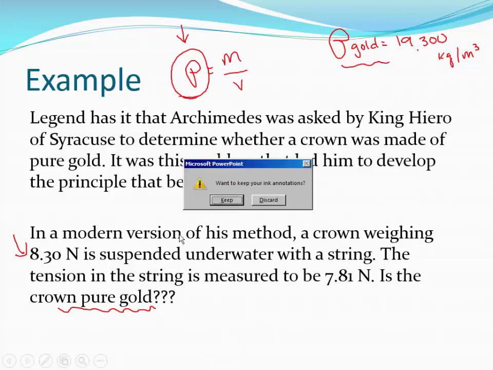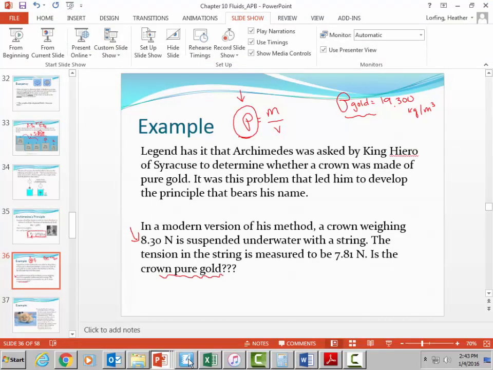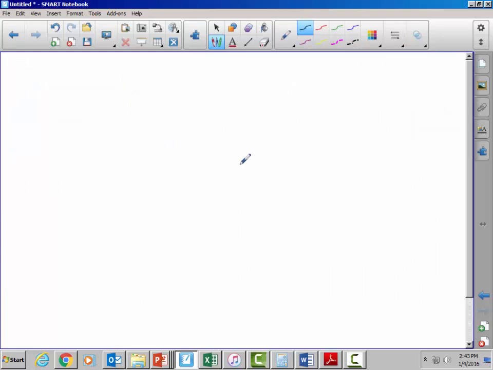We're going to keep annotations. We're going to go here and draw it out. Okay, so in order to do this, we have to remember how to draw free body diagrams from our AP1 days. Here's water, here's a string. I'm not going to try to draw a crown. I'm just not good at that, so we're just going to draw a box. So here is our crown, and it's attached to a string, and he's putting it in water.